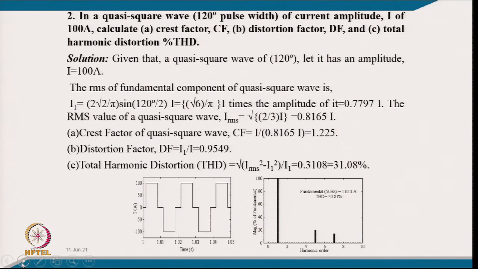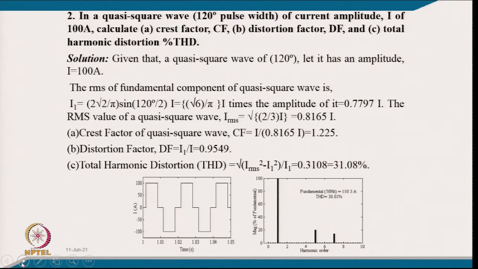So, we come to another waveform which is also very popular, the quasi square wave. Quasi square wave means a 120 degree pulse width out of 180 degree. So the duration is only a 120 degree pulse width of the current amplitude I, and if it has 100 ampere, which I have taken for convenience, calculate the Crest factor, distortion factor, that we call DF in short, and total harmonic distortion, called THD.